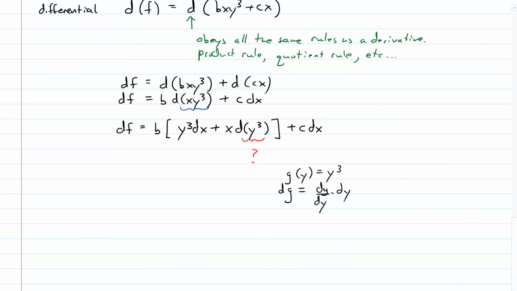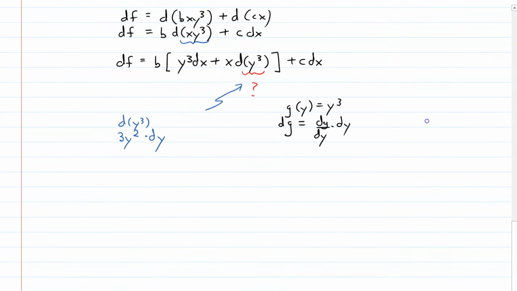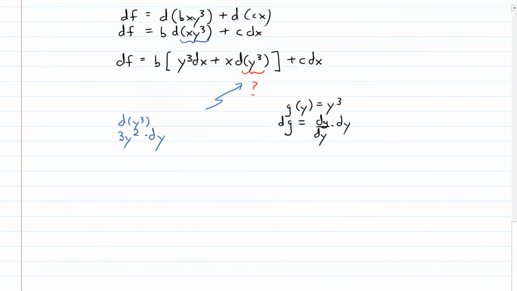So this d of y cubed is going to be equal to the derivative, which is 3y squared, times dy. So put it all together now. df is equal to b y cubed dx plus 3y squared x dy plus c times dx.